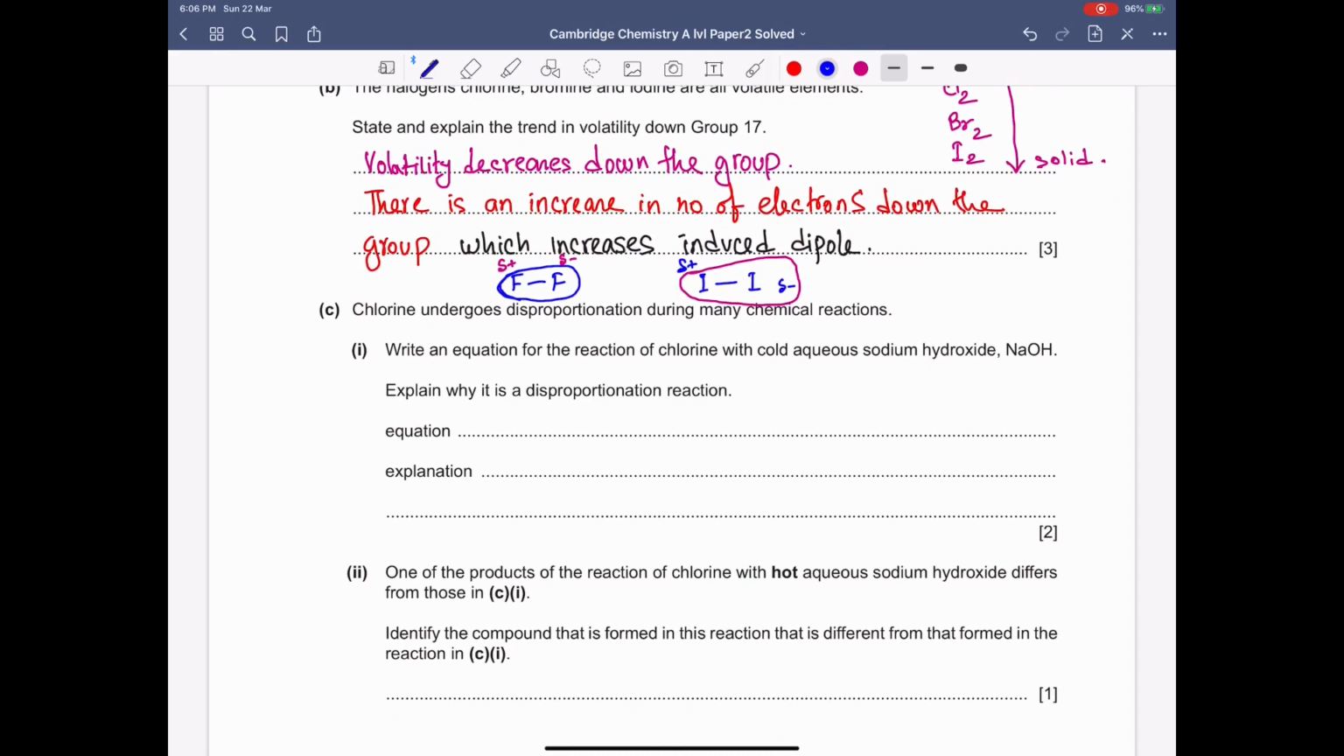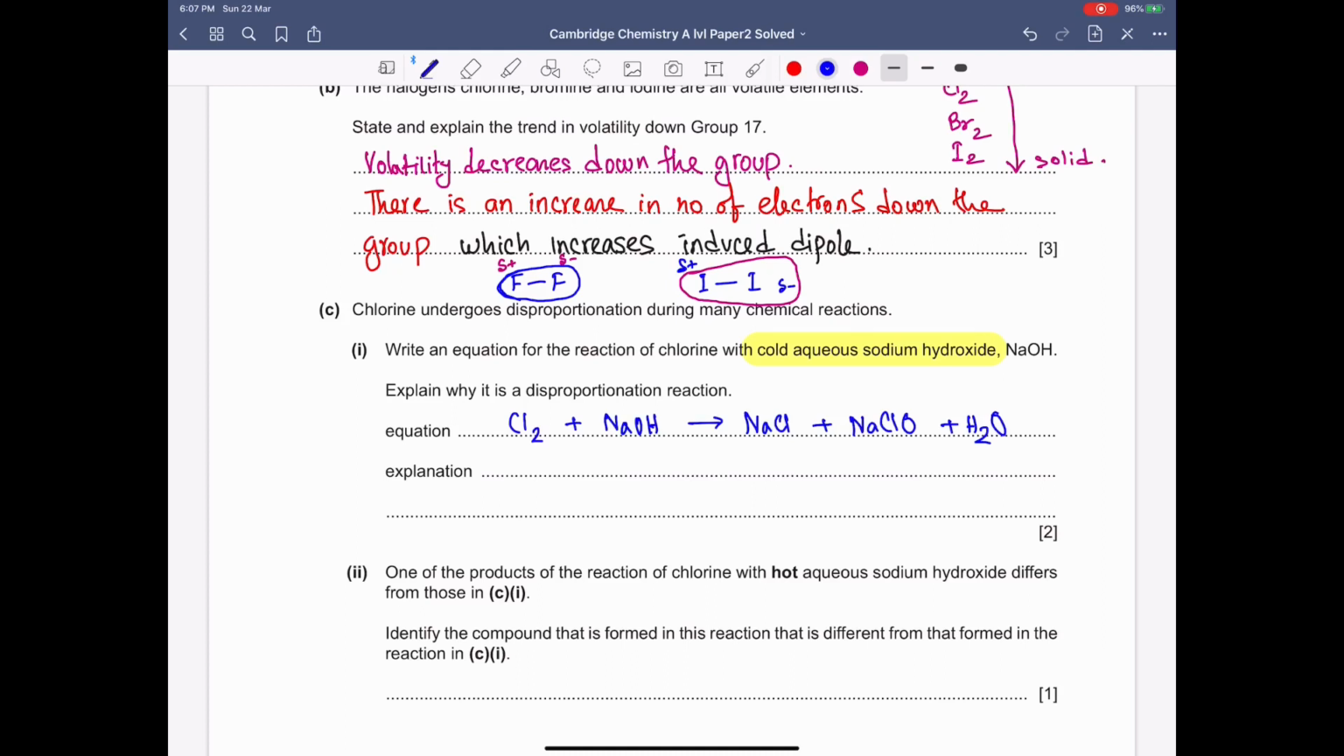Chlorine undergoes disproportionation during many chemical reactions. Write an equation for the reaction of chlorine with cold aqueous sodium hydroxide. Explain why it is a disproportionation reaction. Okay, so first of all, what we need to notice here is that it's a reaction between cold aqueous sodium hydroxide. Cl2 is going to react with NaOH to produce NaCl plus NaClO plus H2O.